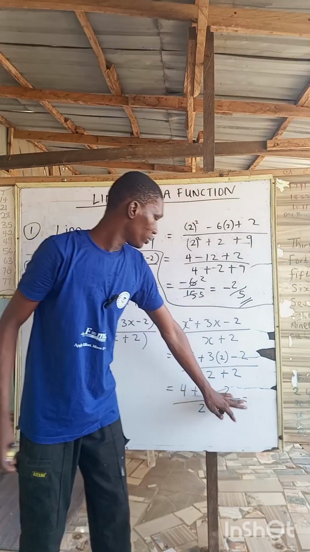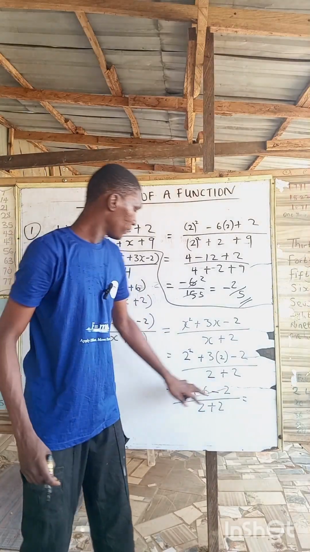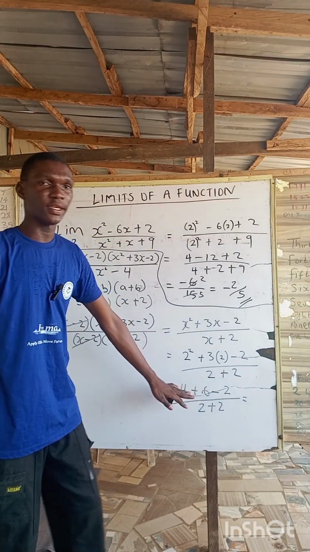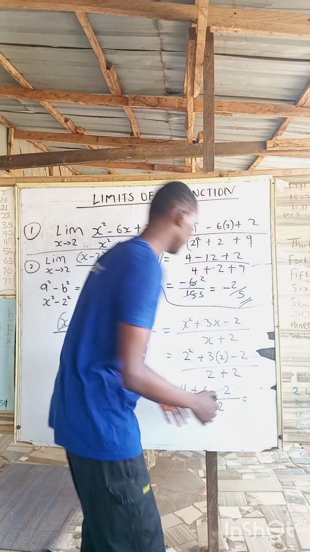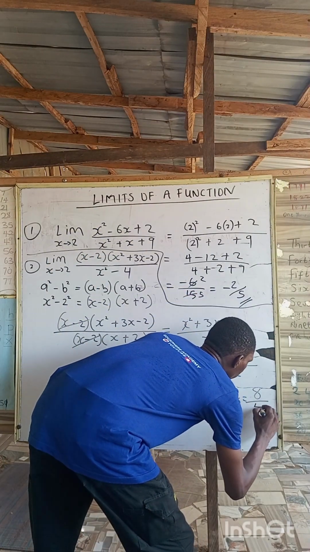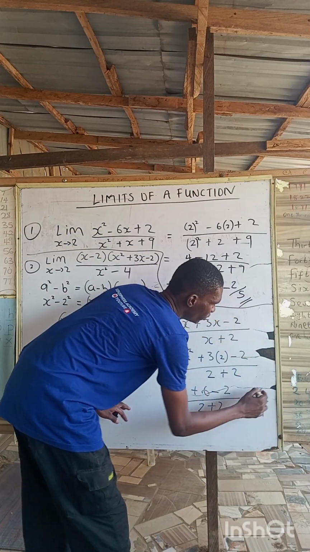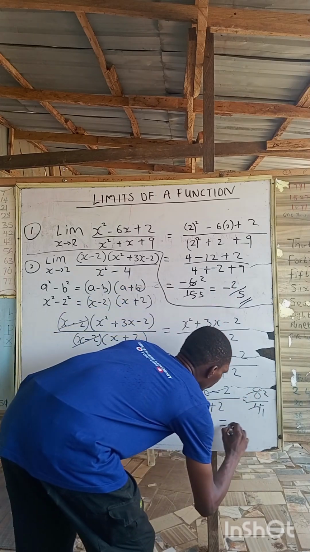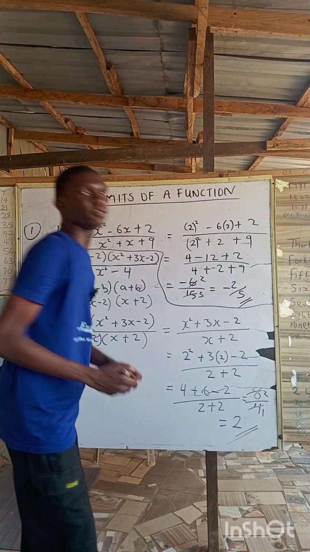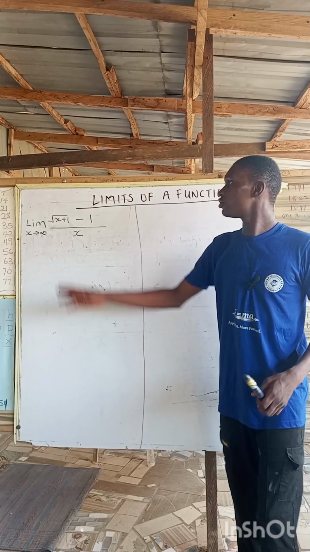4 plus 6 is 10, then 10 minus 2 is 8. That will be 8 over 4. 4 into 8 is 2, 4 into 4 is 1. So our final answer will be 2. Alright, the next question.